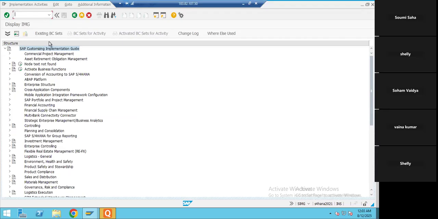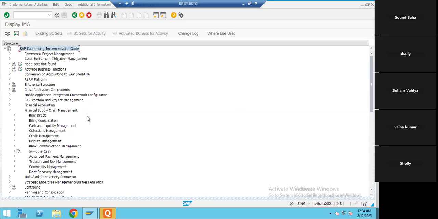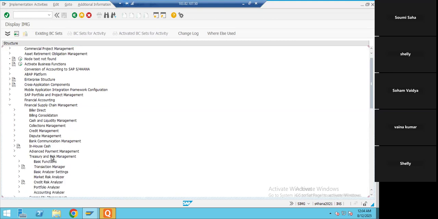So basically, this is the SAP sandbox system which we are using for our treasury trainings and treasury implementation, whatever we are going to do as a greenfield implementation here. So this is the particular SPRO path. Under Financial Supply Chain Management, as I told you, FSCM is a very broad module. Under that, we have treasury, in-house cash, dispute and collection, and credit management. This one module, treasury and risk management, is what we are going to do, which you are willing to join the course for.